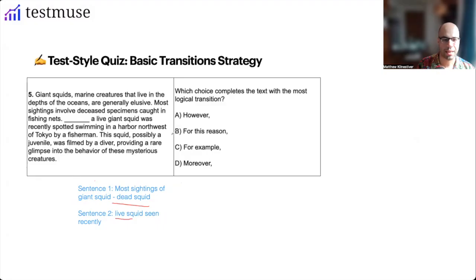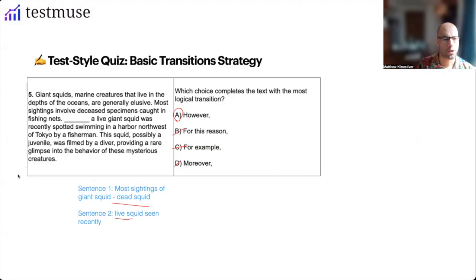So I can eliminate, for example, moreover, which would just be providing an addition. It's not because most are dead that we saw a live squid. It's going to be contrast with however.